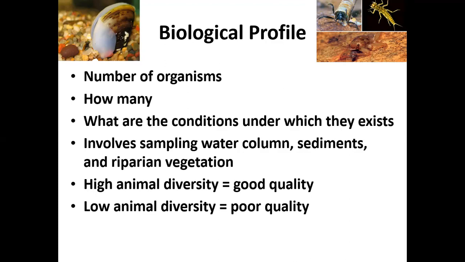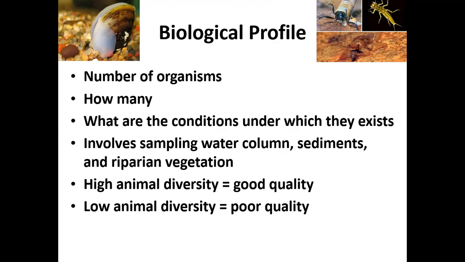look at under that. And then also this riparian vegetation, which is just the plants that grow on the side of the stream, let's say, or the edge of the lake. That's called riparian. And if you have high animal diversity, that's good quality water. Low animal diversity is poor quality.